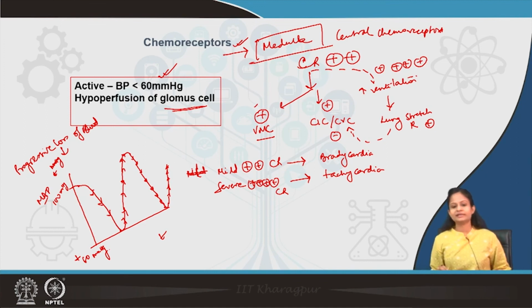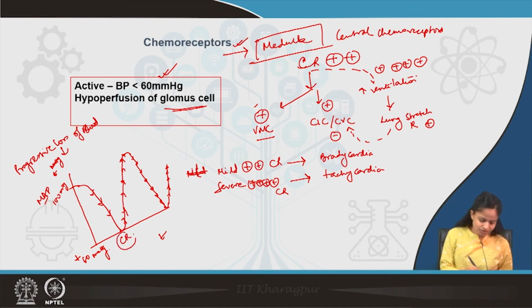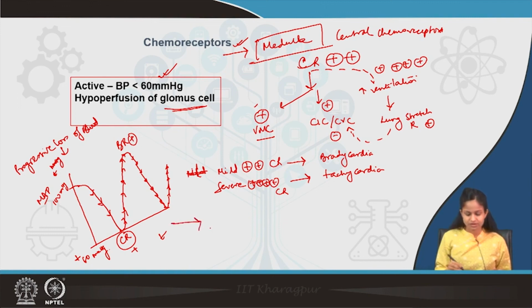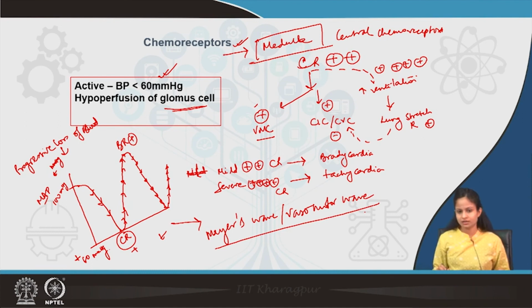So, this cycle will keep on repeating. So, at 60 millimeter of mercury, the chemoreceptors got activated. At the level of mean arterial pressure, the baroreceptors got activated. So, because of this dual activation, the sinusoidal wave which is occurring, this is nothing but the Mayer's wave or vasomotor wave. This is typically seen in case of severe hemodynamic instability or whenever there is a progressive loss of blood. So, this we have to understand, the Mayer's wave.